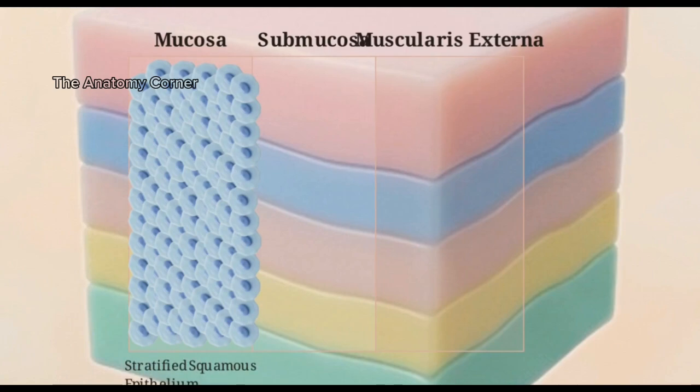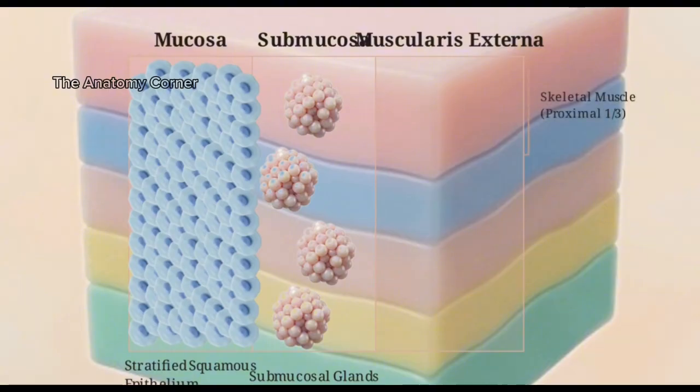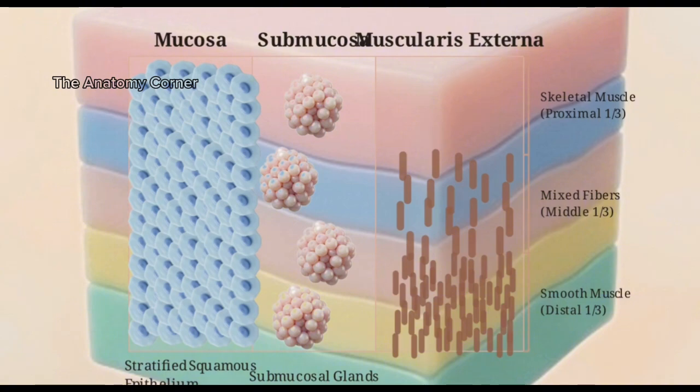The esophagus also contains specialized glands within the submucosa. This is a distinguishing feature, as the submucosa remains devoid of glands in nearly all other regions of the tract. The muscularis externa here follows a specific gradient. The upper third is composed of skeletal muscle, though it remains under involuntary control during swallowing. The middle third contains a mix of fiber types, while the lower third transitions entirely to smooth muscle.